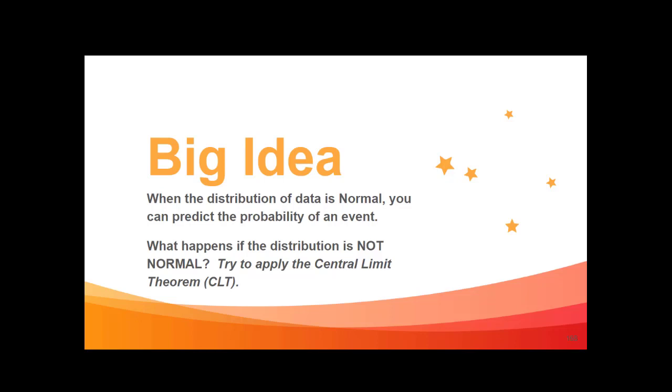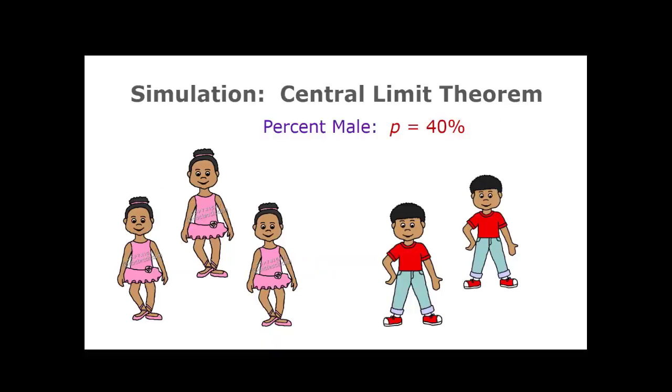But what happens if the distribution is not normal? There's several things you can try, but in this course, we concentrate on using the conditions of the Central Limit Theorem. If you can apply the conditions of the Central Limit Theorem, then you can meet the assumption of normality. In other words, if you can apply the following conditions that I'm going to show you, you can assume that data is normal.